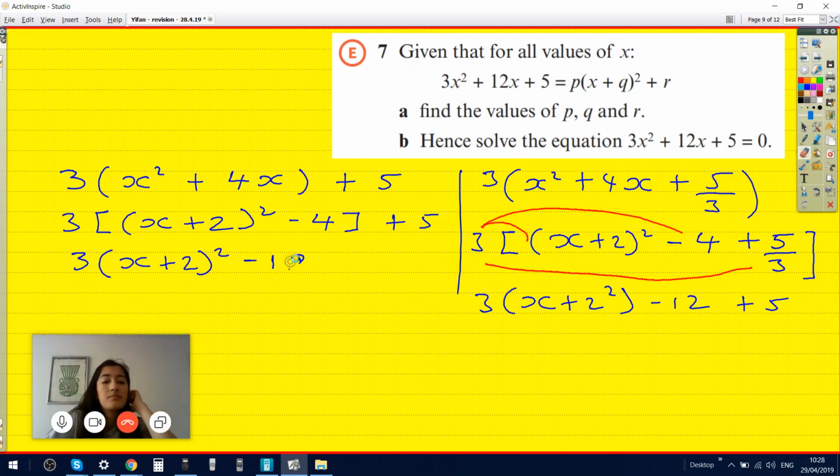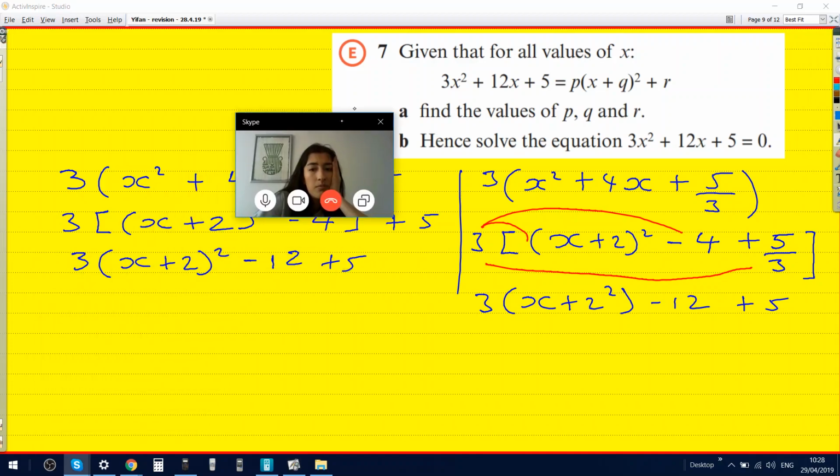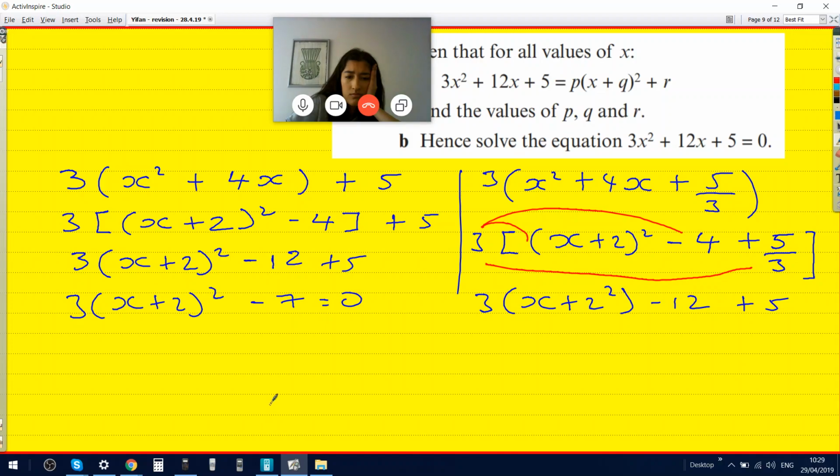Okay, hence part B. I'll just use my calculator to be fair. But they want you to do something with the first part, I'm guessing. Yeah, they do, but it is strange that they would. What they want you to do is make it equal to 0. So they want you to do 3 times x plus 2 squared minus 7 is equal to 0, and then just solve it from there. But I think your calculator would even give you an exact solution.